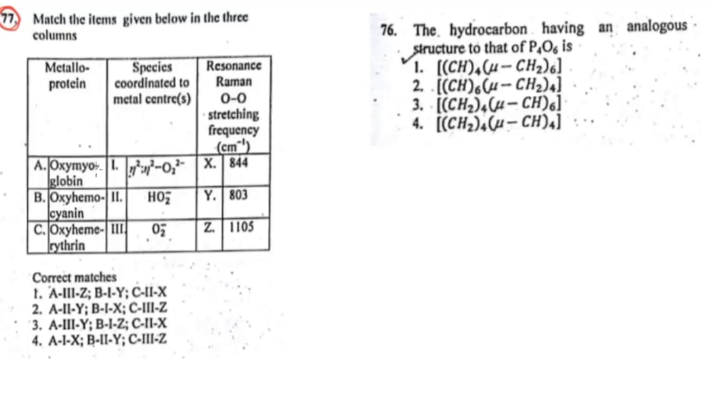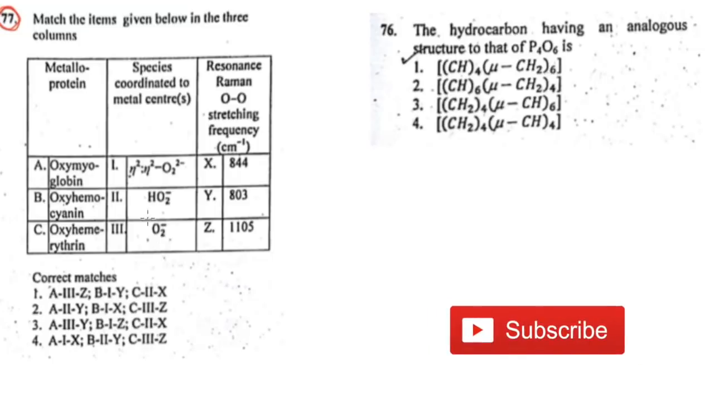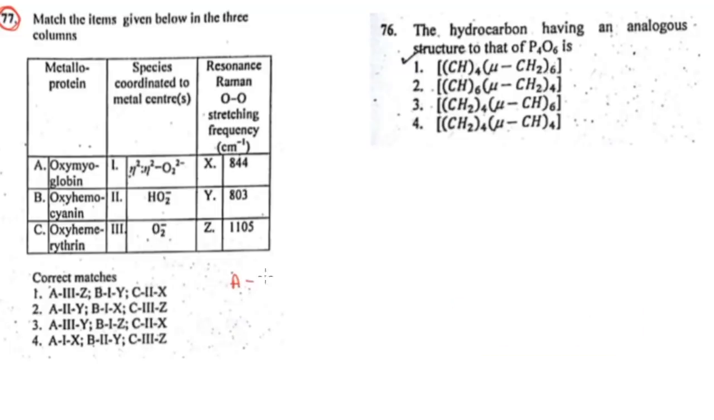So for oxymyoglobin, you have to find out the coordination centers, and then you have to find out the resonance Raman stretching frequency. You know that in oxymyoglobin the metal center is coordinated to O2 minus. So A is matched with 3.